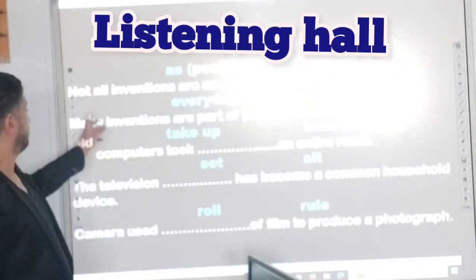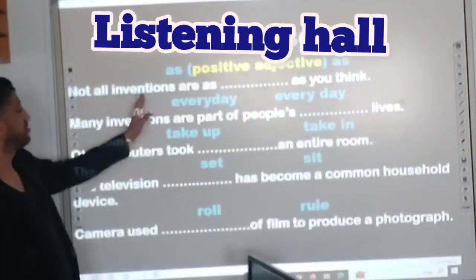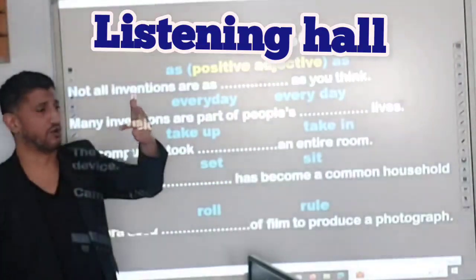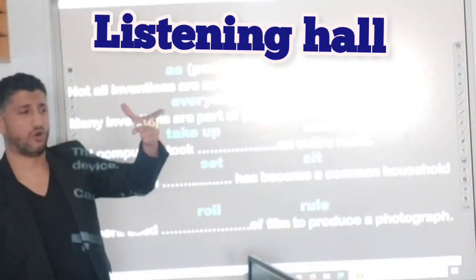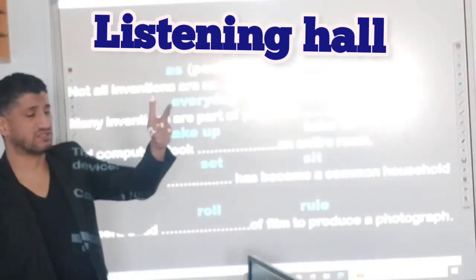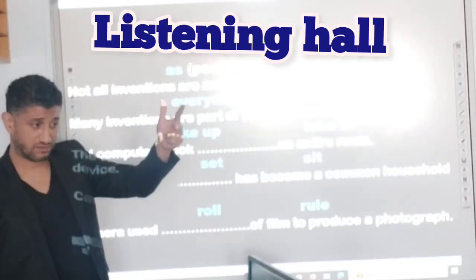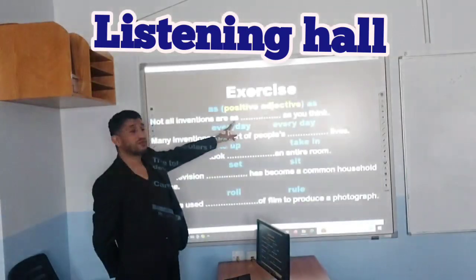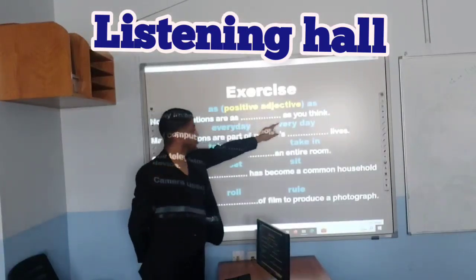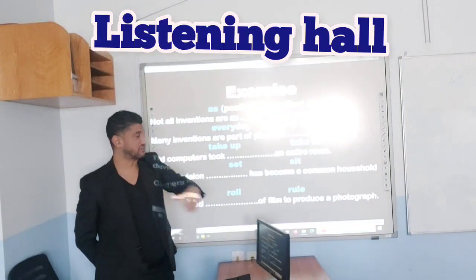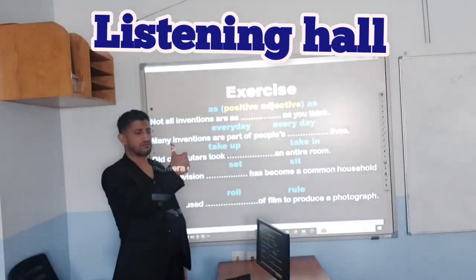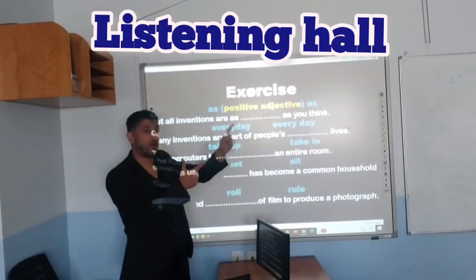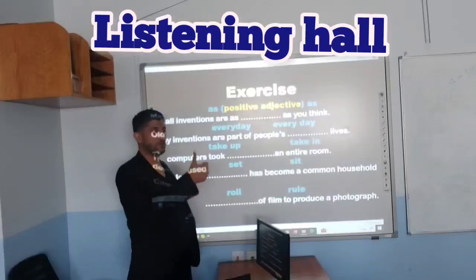The first one. Not all inventions are as... Choose old, older, or oldest. Anyone know? Old. Only old. When you see as, choose an adjective without any addition. For example, old is a positive. Older, comparative. Oldest, superlative. We will choose old.